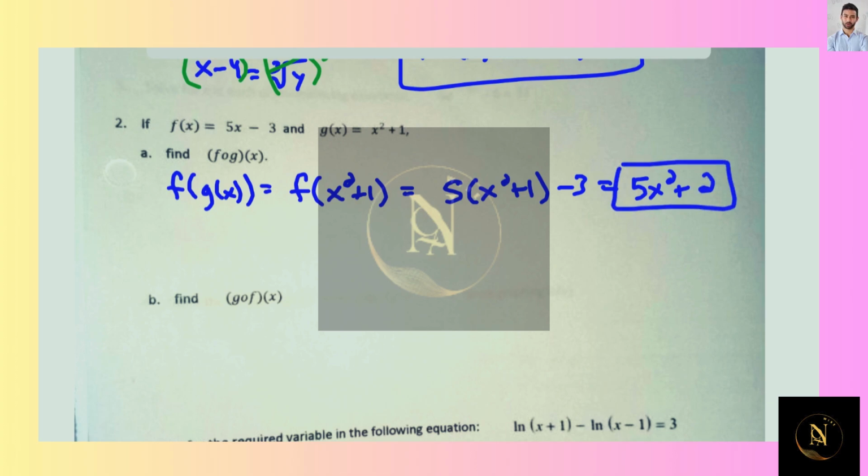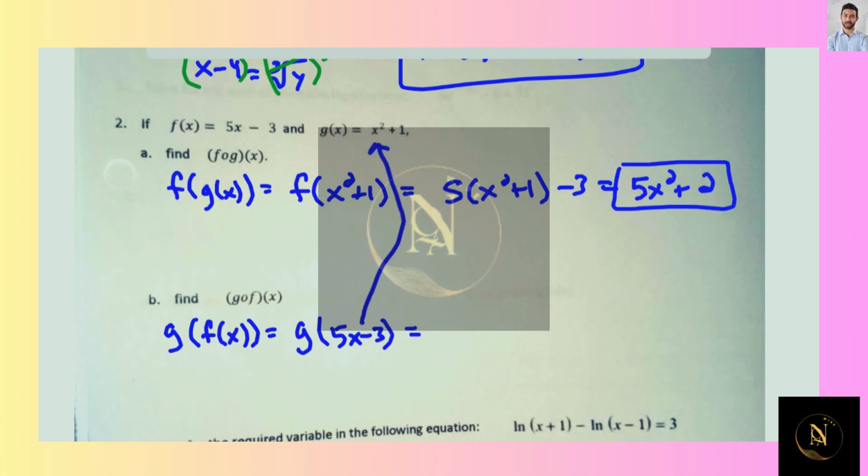G of f of x is like so, and that would be g of f of x is 5x minus 3. And so now you would substitute 5x minus 3 in for x into the g function. So that becomes 5x minus 3 squared plus 1.